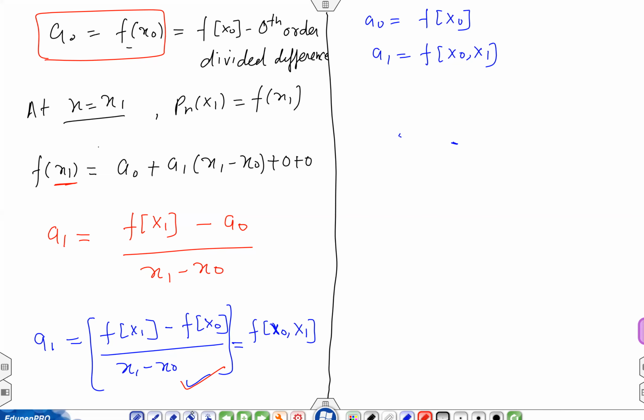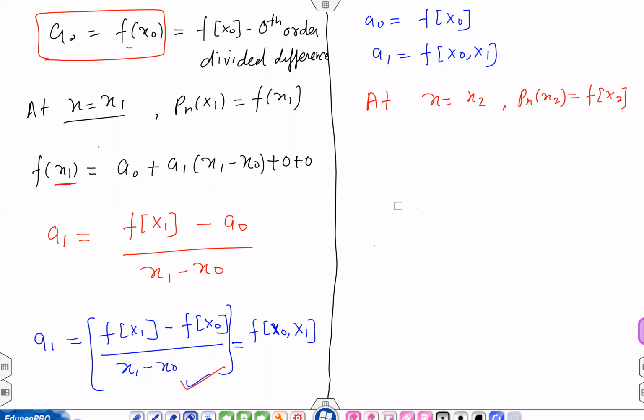Similarly, we can compute the value of a2. The formula proof is not important, but you should understand how we are getting it. That's why I'm writing it. Otherwise, the proof will not be asked in the exam. So at x equal to x2, Pn(x2) equals f(x2), and we can compute the value of a2.